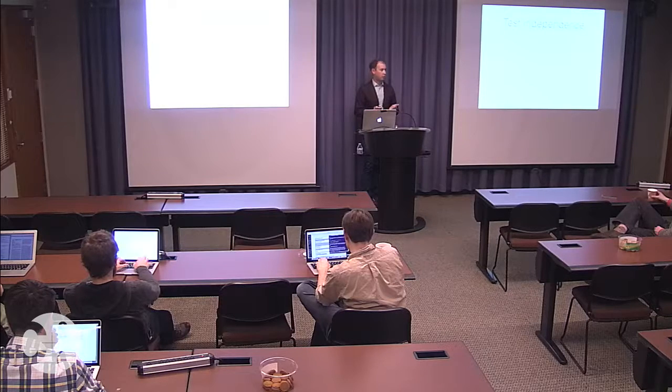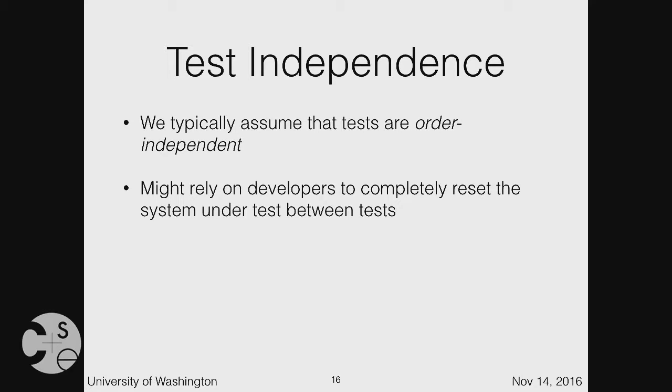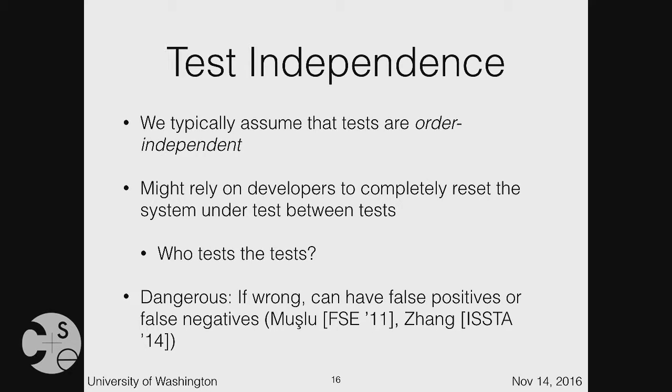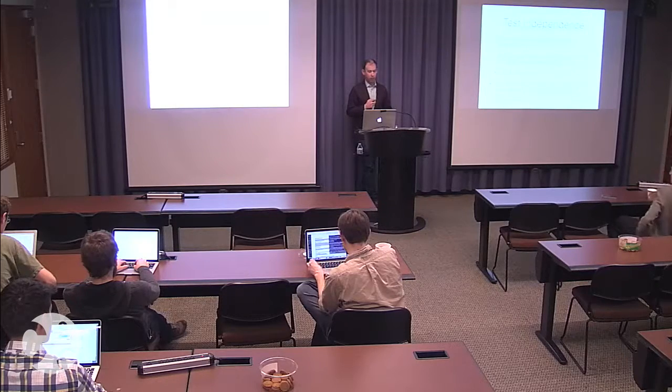So where do dependencies come into this picture? Let's consider dependencies between test cases. We might typically assume that tests can be run in any order with the same result. However, to get that effect, we're probably relying on developers to completely reset the system under test between these tests to make sure that there's no dependency. The problem with this is, who is testing these tests and making sure that the setup and teardown is correct? We might have assumptions that aren't holding. And this can be really dangerous. If we're wrong, we might have false negatives, where we see tests that pass that should fail, which are super dangerous, or false positives, where we have tests that fail that should pass.